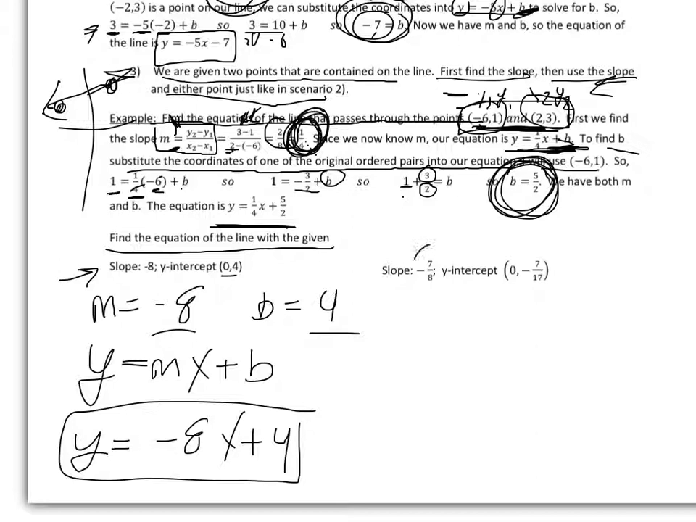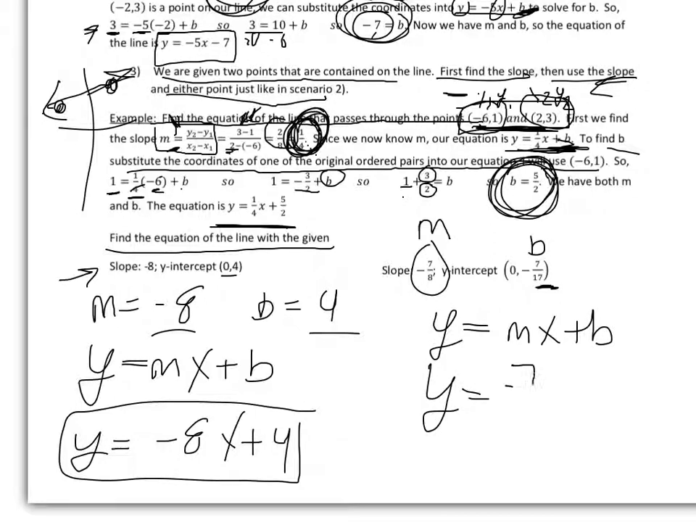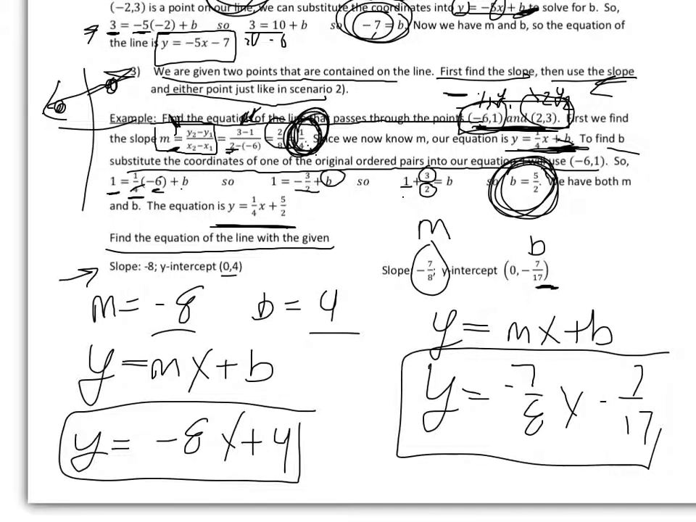Same thing with the second one. They're giving us the slope and they're giving us the y-intercept. So we have our m, we have our b, just plugging into our y equals mx plus b right here. y equals negative 7/8 x minus 7/17. And we have the equation of the line right there.